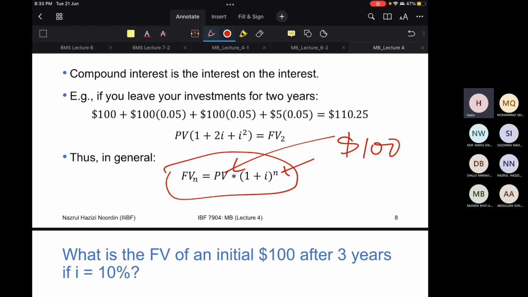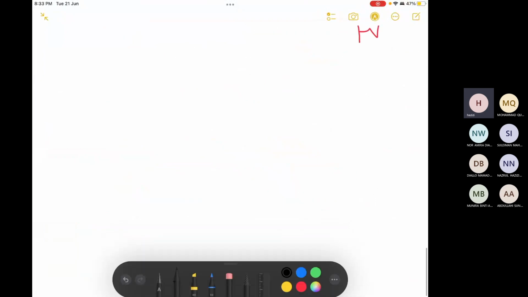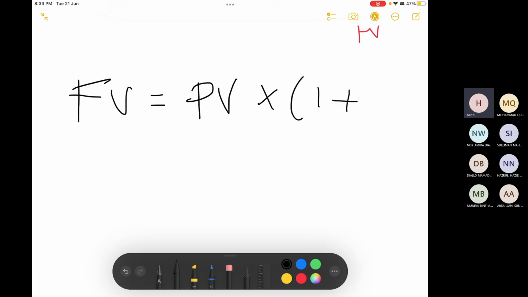Which is denoted by N here. So this is the formula. You should remember this by heart. In the future, as a finance student, this should be at your fingertips. So future value is equal to present value times 1 plus interest rate to the power of N. Any questions so far?